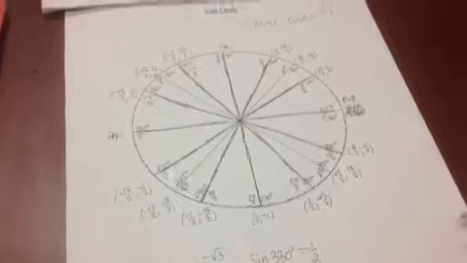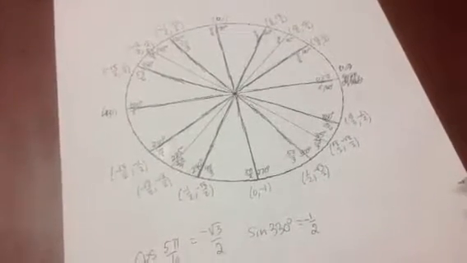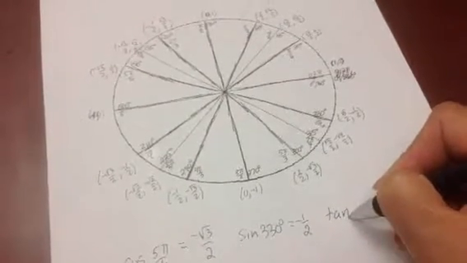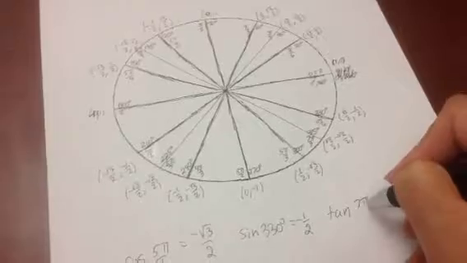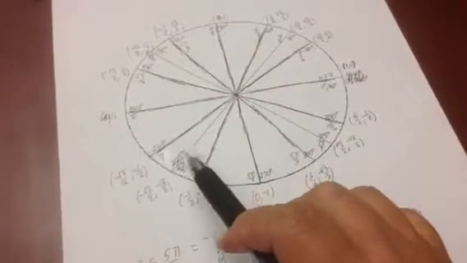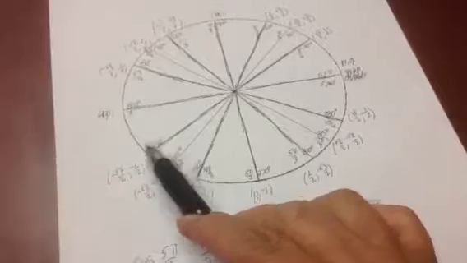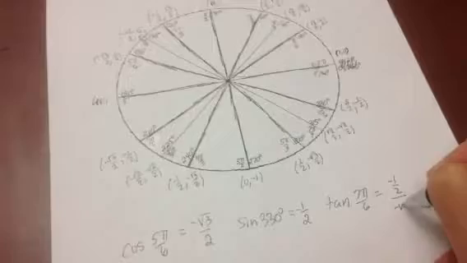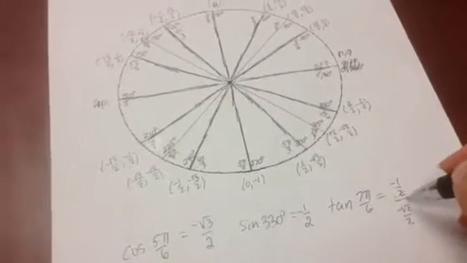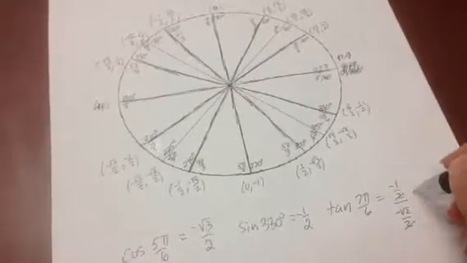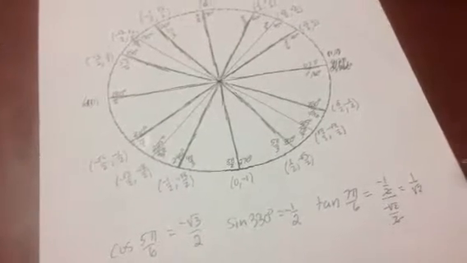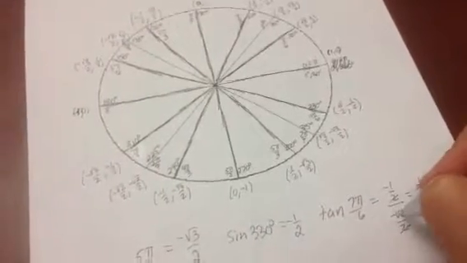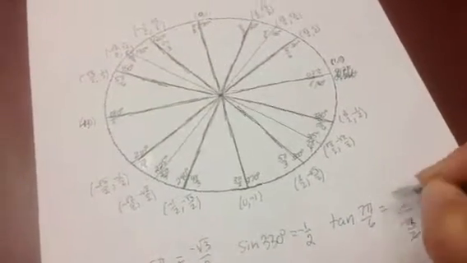Of course, the tangent is the sine over the cosine. Cotangent is the reverse. So let's do a tangent real quick. How about the tangent of 7 pi over 6? So 7 pi over 6, sine over cosine. So negative 1/2 over negative square root of 2 over 2. The 2's will cancel, and the negatives will cancel, and I get 1 over the square root of, that should have been a 3. 1 over the square root of 3.